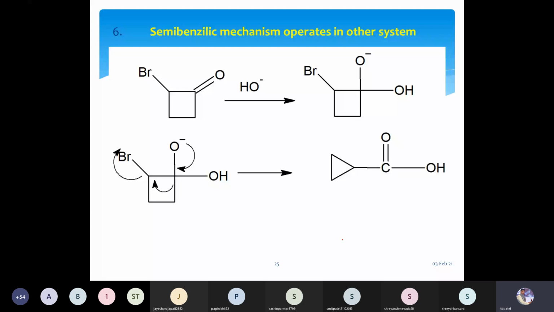Now, if you have a four-membered cyclic structure in this compound and you treat it with OH minus, then the reaction will take place on this position, rather than the reaction on here.